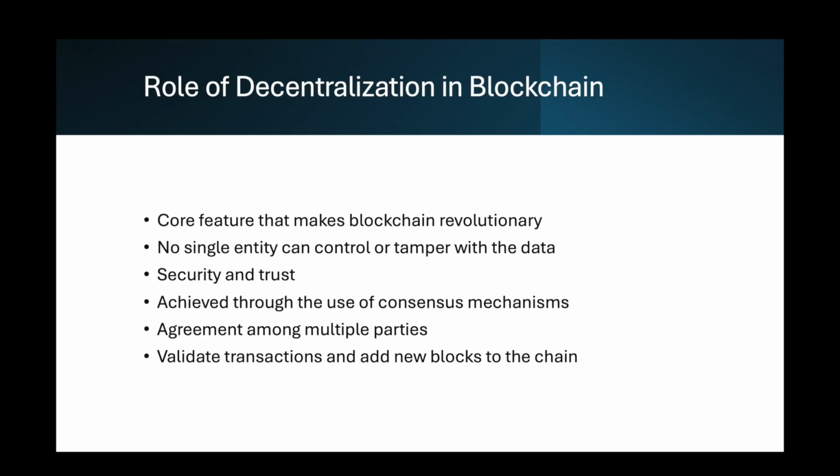The role of decentralization in blockchain. Decentralization is the core feature that makes blockchain revolutionary. It ensures that no single entity can control or tamper with the data, enhancing security and trust in the system. Decentralization is achieved through the use of consensus mechanisms, which require agreement among multiple parties to validate transactions and add new blocks to the chain.